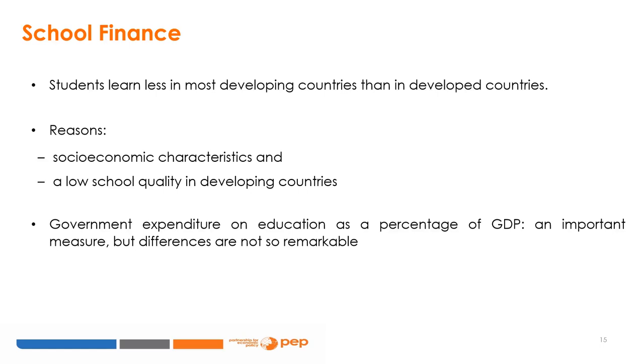The differences in scores may reflect socioeconomic characteristics that differ among families, but also characterize a low school quality in developing countries. Government expenditures on education as a percentage of GDP can be an important factor differentiating students' achievements in poor and rich countries. Let us see the differences among regions in the next table.